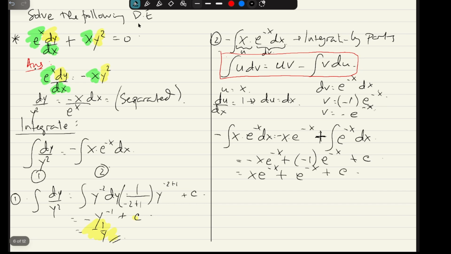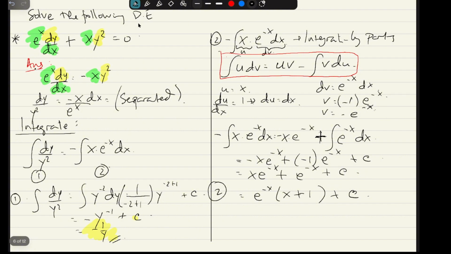Let's see. There you go. Wait, we should be able to simplify further actually. So this is simplified to e to the negative x, this is x plus 1. Okay. Right, so if you combine with the first one, this is element number 2, if you remember.